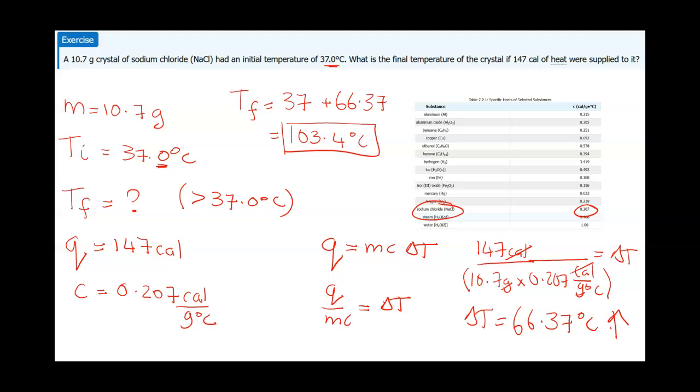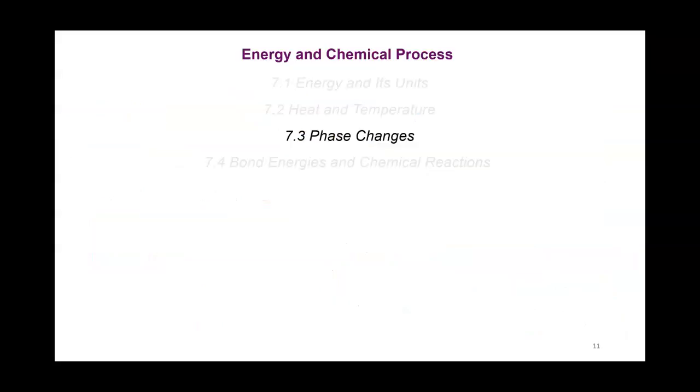Okay, that one I would argue is a little more tricky. So that concludes the sections on energy and its units and heat and its relationship to temperature.